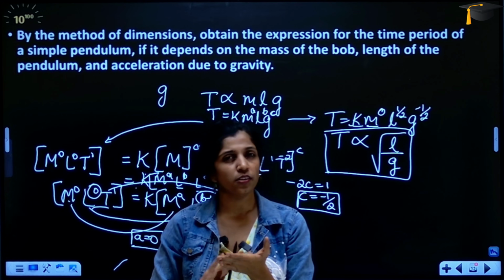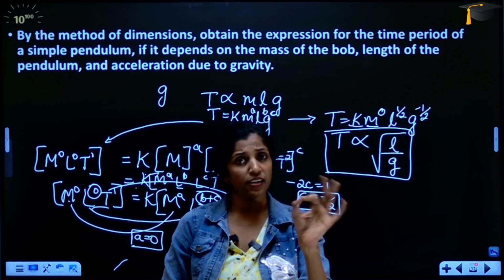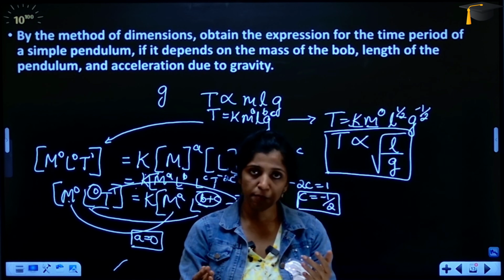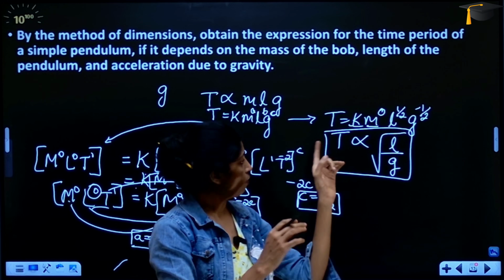So please follow this two or three steps method. First, you will take what factors it depends on. Then you will take its dimensions, and the third thing is you will equate them, and finally find what A, B, C are and substitute in place of them. Okay, so finally you will get this.